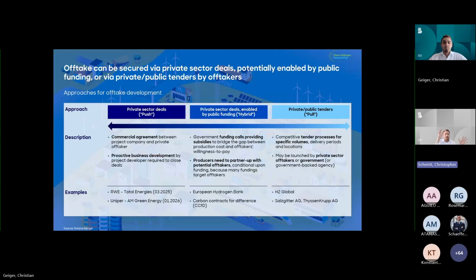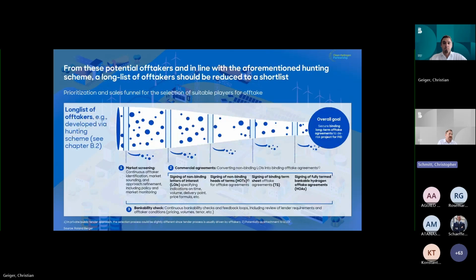And of course, all three types should play a role when you put together your off-taker funnel, because all of those are opportunities that might be relevant for you. Moving on, what's then important is that along the project lifecycle, you basically start with the market screening and putting all of these opportunities that I have just outlined into the funnel in the very beginning. And then you narrow this down over time, moving, as I have explained before, from LOIs, ideally all the way to fully termed and fully binding hydrogen offtake agreements.